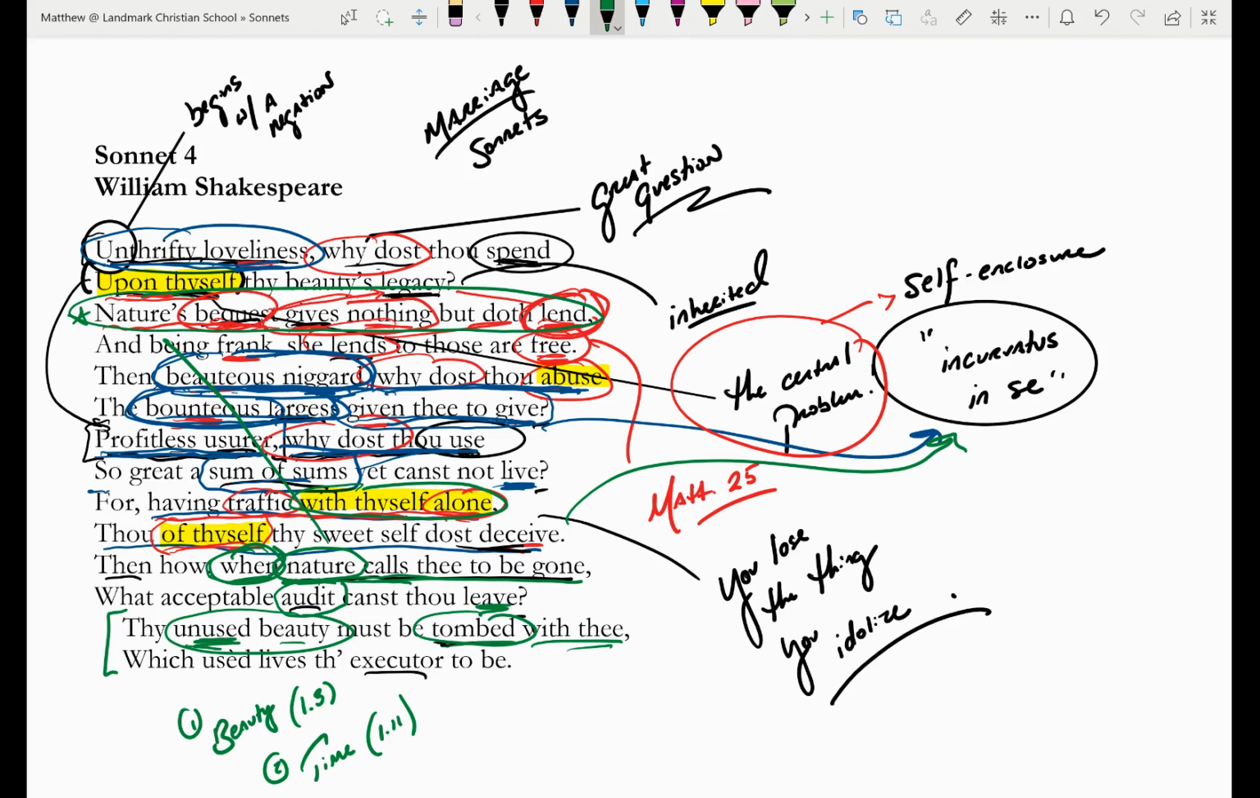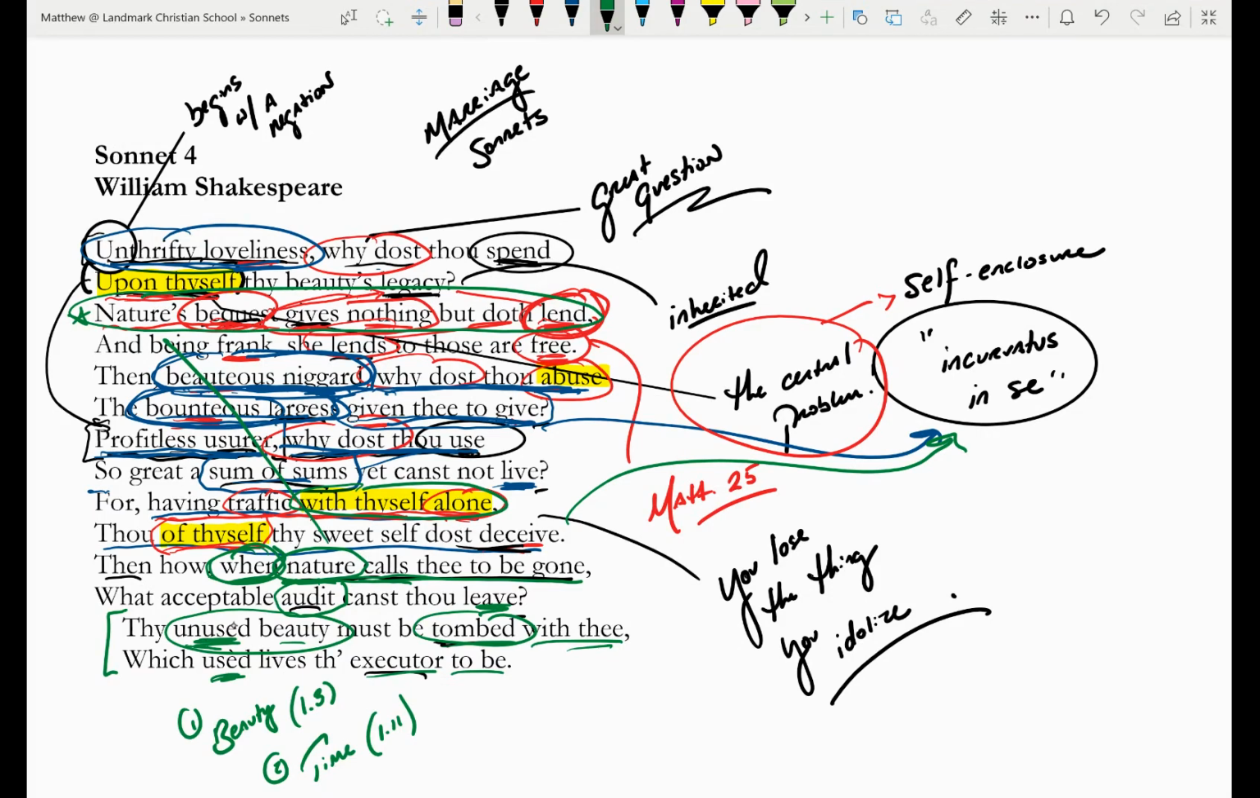Thy unused beauty must be tombed with thee, which used lives the executor to be. If this beauty is used properly, not improperly, not as a self-gratifying, self-indulging means to a personal, selfish end, but rather if it's used in the biblical sense, that it is given to thee that you might magnify and give on to someone else, that your talents might be invested and magnified and expanded, that it might benefit more than just you, it might go beyond you. If used, lives the executor to be.